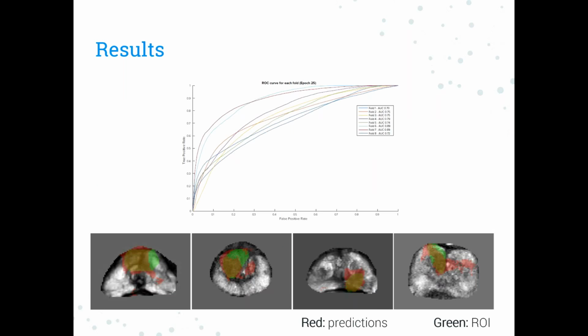Here are our results. This is actually ROC curves over our 8 different test folds during training. And here's a diagram showing our predictions. Red are what we predicted, and green are the radiologist's ROIs.